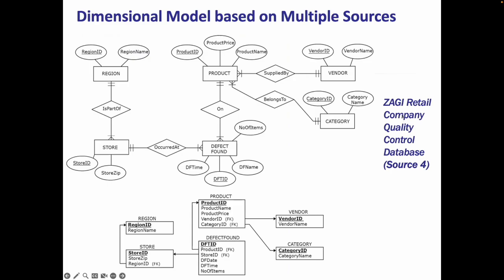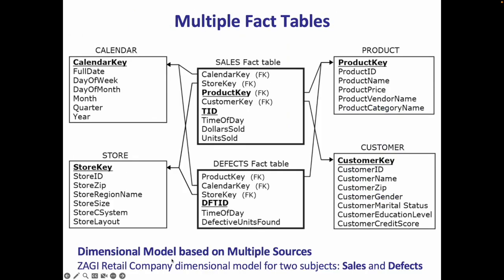Now, this is an example, again, of the Zaghi Retail Company Quality Control Database. You can see the ER model and relational schema again. Now, we want to have multiple fact tables this time. Now, our fact tables contain sales and defects. Okay, so the company wants to analyze both sales and defects, and they share the same dimensions. We use this structure and this modeling, I mean a star schema with multiple facts. Why did I use 2 facts here?